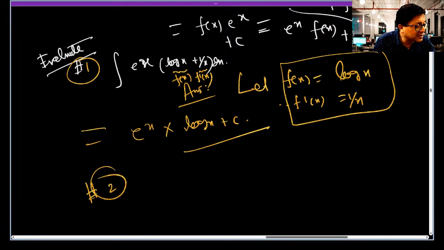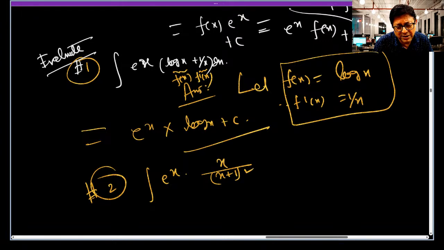Problem number 2, I am asking you to apply this method where it is of the form e to the power x into f x plus f dash x. I have another one ready with me, just you solve it. x by x plus 1 whole square. I am writing many sums. Let me find it.